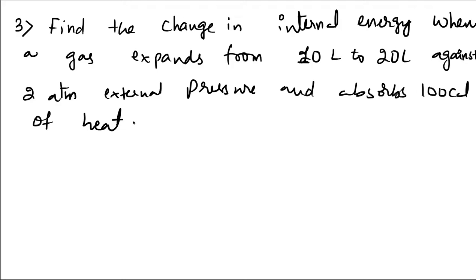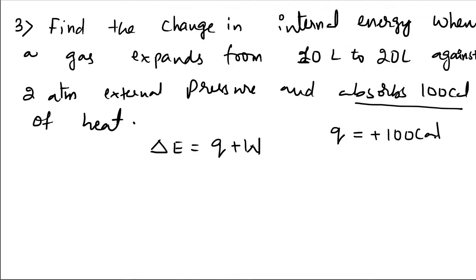Okay, now what is the formula here? Again, the same formula. What is that? First law of thermodynamics. Delta E is equal to Q plus W. Now here the heat is absorbed by the system, therefore the sign of the Q is positive, 100 calories, and we don't know the sign of the work, so we should search for the keyword. What is the keyword? Expansion. The expansion keyword indicates that the work is a negative term. Therefore, let's find out what is the work here.